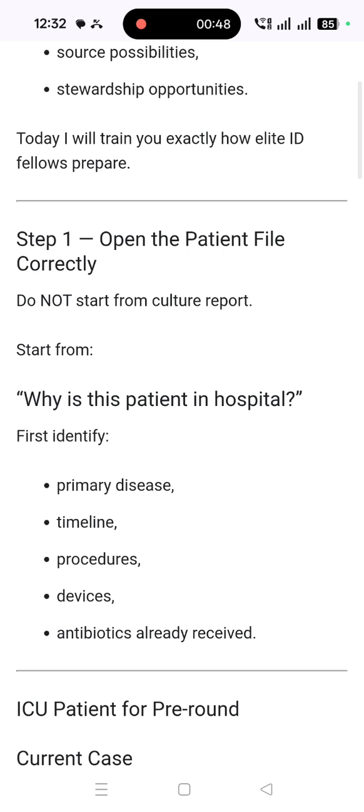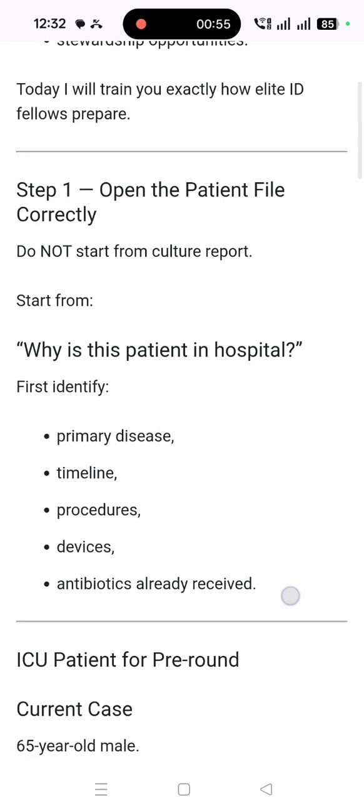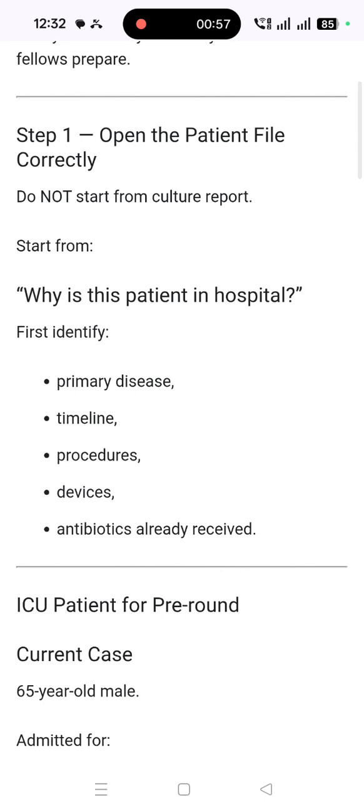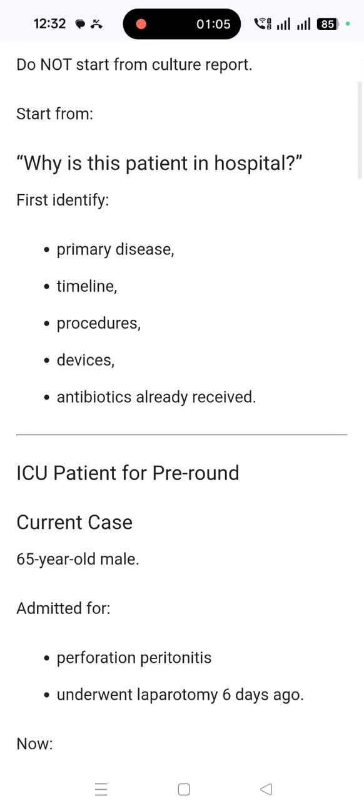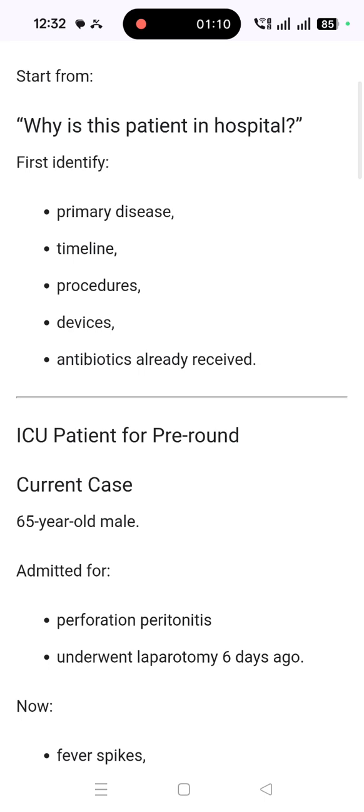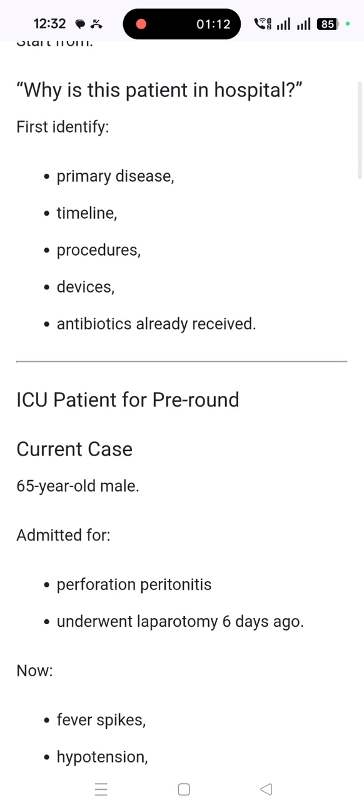Step 1 is to open the patient file correctly. It is 8 a.m. in the morning and it is your pre-round. Do not start from the culture report. Start from why the patient is in hospital. First identify the primary disease. What is the primary disease that person is having? Timeline of the disease. What procedures have been done? Any devices if that person is having? Antibiotics already received. What all antibiotics he has received till now.